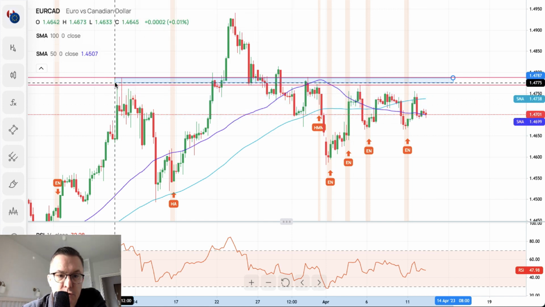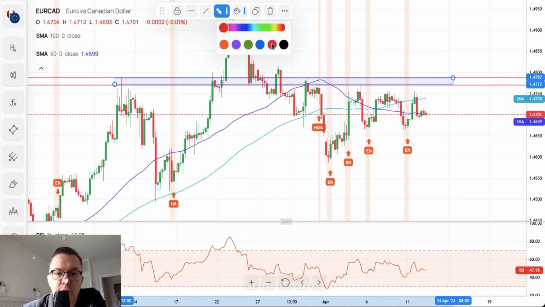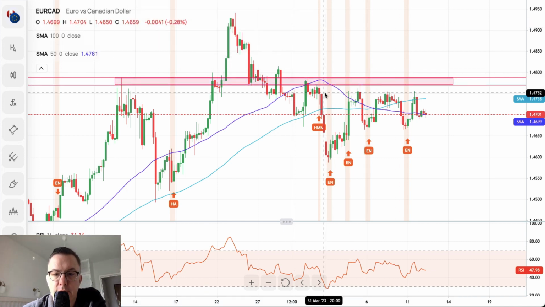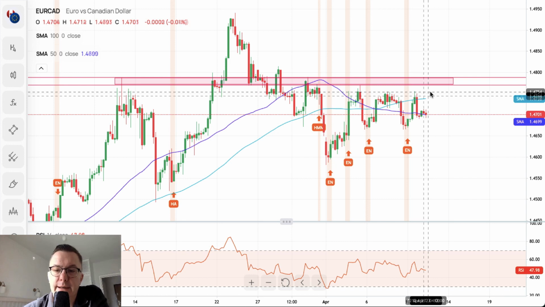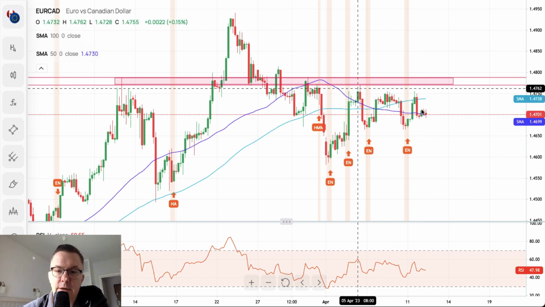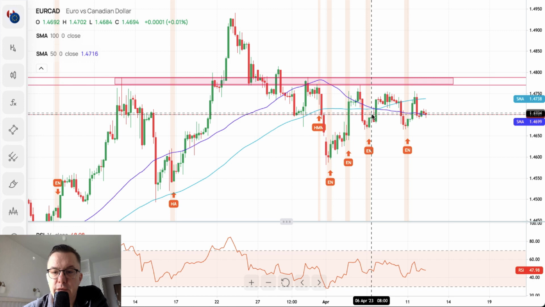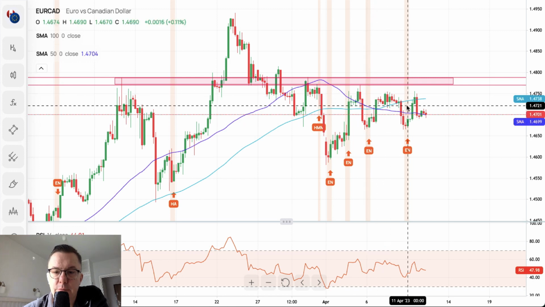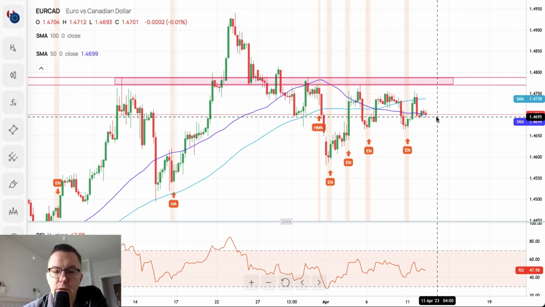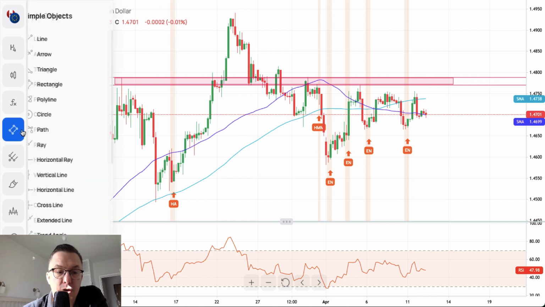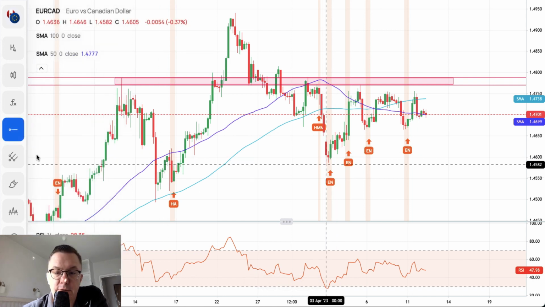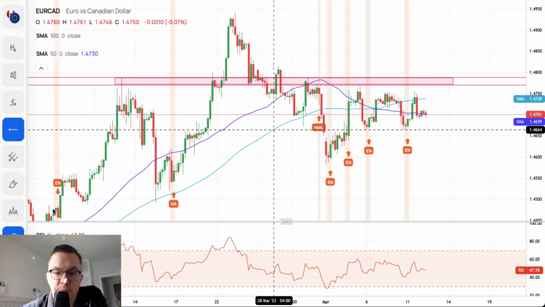Let me just change the color to red. So this is the problematic zone for bulls, and they cannot break above it. They are consolidating up and down, moving up and down, in a whipsaw trending mode around the moving averages. So far, no big directional movement has been made.